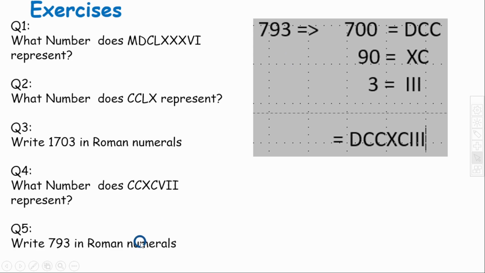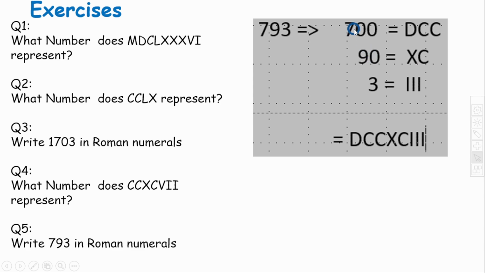So to do that, first we need to break down this number into smaller bits. 793. First of all, we can bring out 700 from it. Let's write 700. Then after removing 700, what is left? We get 93. So we can still break 93 down into 90 and 3. So now that we have broken it all down, let us start representing it with codes. Now 3 is III, while 90, how do we write 90? We are taking 10, we are subtracting 10 from 100. So we write X first before C. So 10 subtracted from 100.